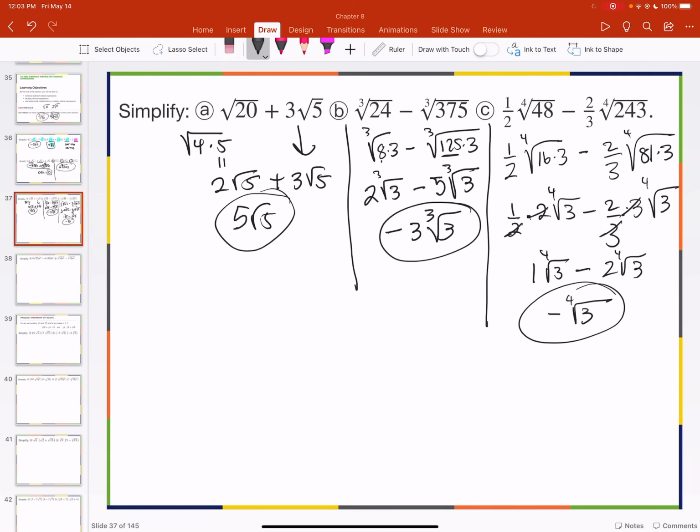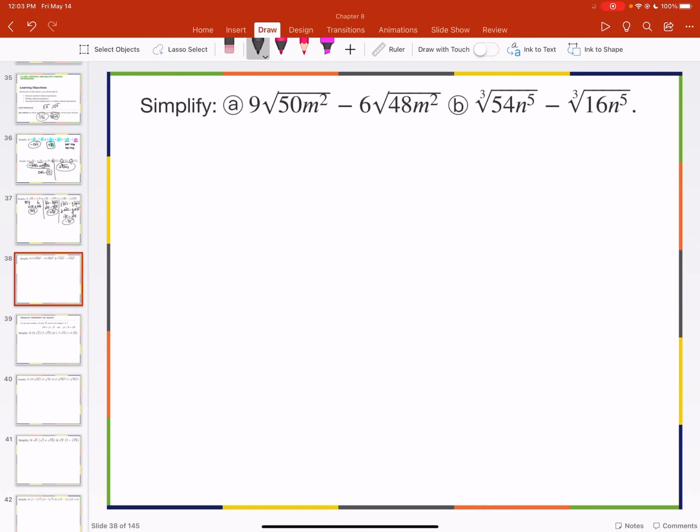All right. Wait, oops. So here, let's simplify and see what we can factor out and what we can't. So here it's 9 square root of 50, which is 25 times 2 times m squared, minus 6. And then 48, the perfect square in there is 16, 16 times 3 m squared. So this simplifies to become 9 times 5, because square root of 25 is 5. Oh, and then the m squared cancels out. Sorry, so that becomes m.